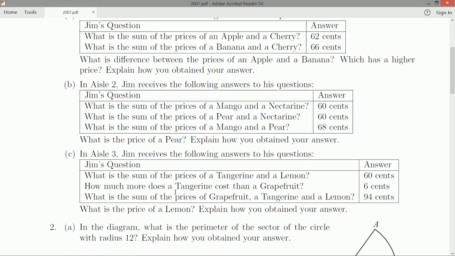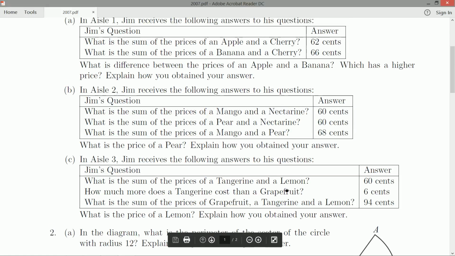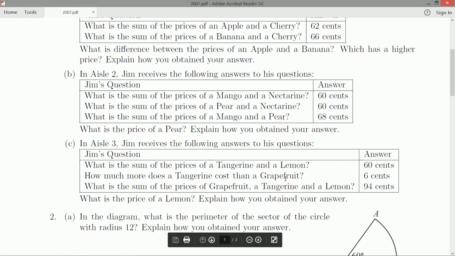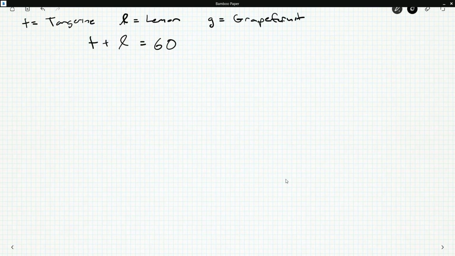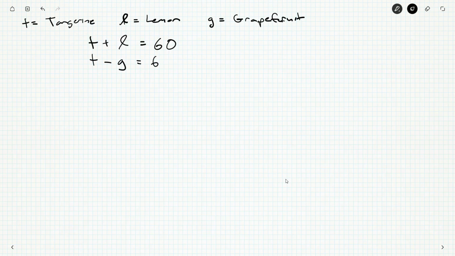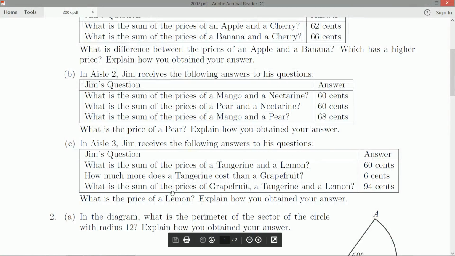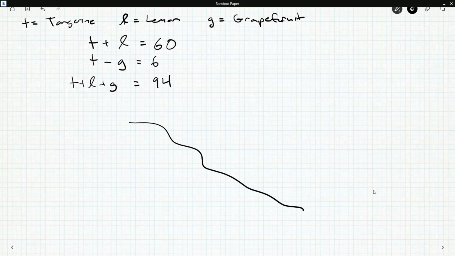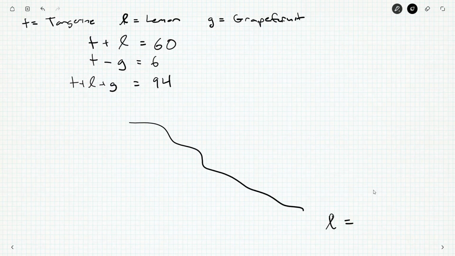And now we have an interesting one here. How much more does a tangerine cost than a grapefruit? So tangerine equals grapefruit plus 6. Or something like T minus G equals 6. We can rearrange these equations as needed. And then I think it was tangerine plus lemon plus grapefruit is 94. Yeah, sum of the prices of grapefruit, tangerine, and lemon, 94. Okay, so this is all the information I have to work with. I want to do something and get L equals. That's what we're looking for. That's the goal.